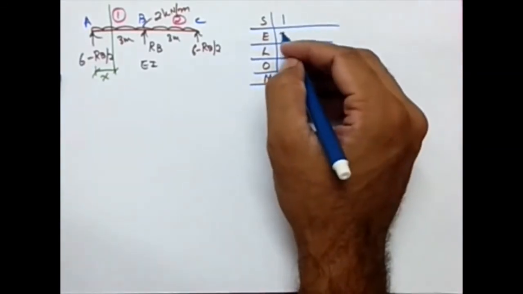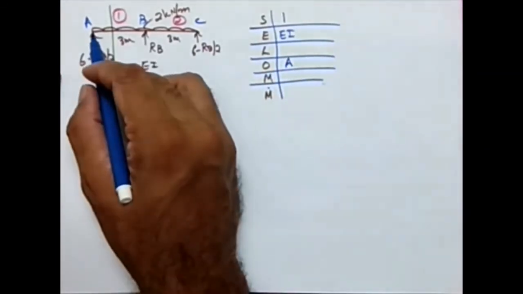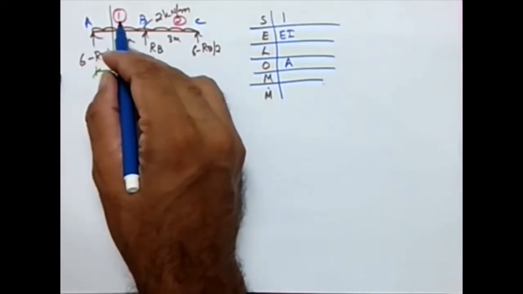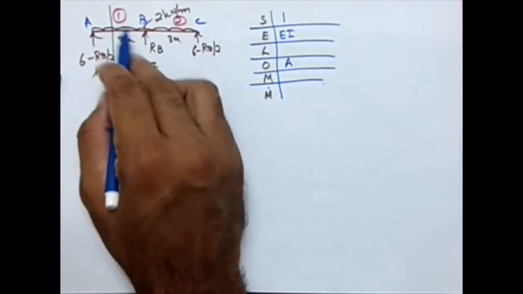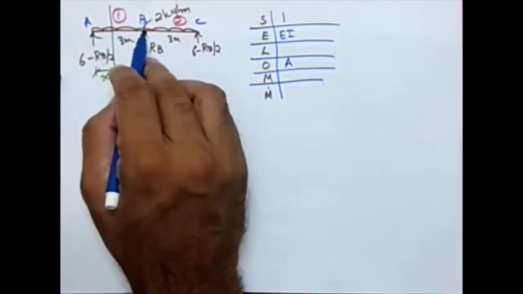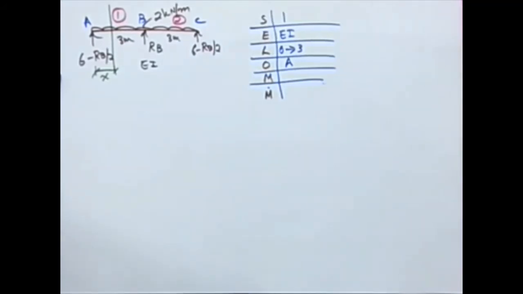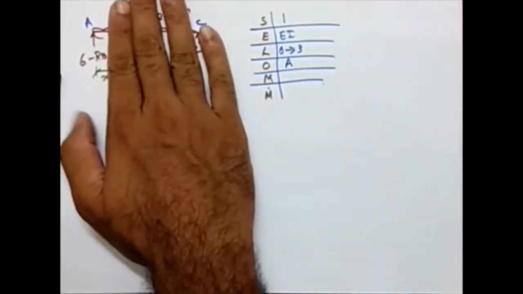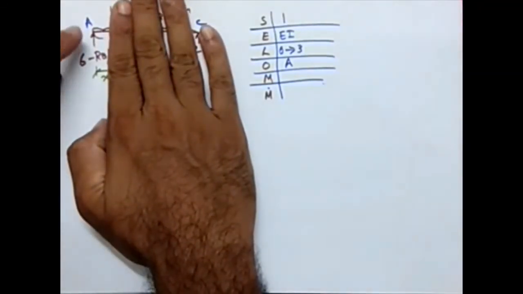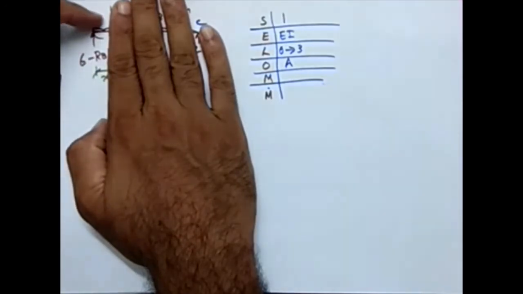Now we know that EI is constant. What will be the limit? If A is the origin, the limit of segment 1 will be 0 to 3 meter, right? Segment 1 is up to this point. If this is 0, this is 3. So it is 0 to 3. Now I want to get the expression for moment. I'm taking the section here. What are the forces on the left hand side? One is 6 minus RB by 2 upward, and the UDL.